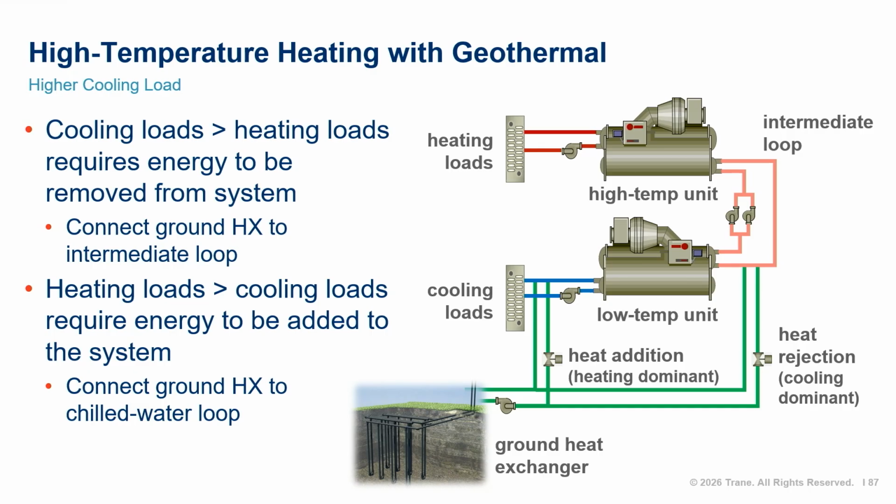How this works is the low temperature unit provides chilled water for the cooling loads and can source energy from the Borefield when the system is in heating mode. The condenser of the low temperature unit feeds the evaporator of the high temperature unit, which makes up the intermediate loop. The intermediate loop can also reject heat to the Borefield. The high temperature unit is then controlled to maintain the heating loads.